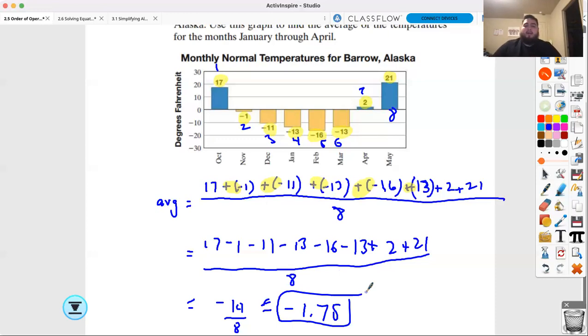Any questions on this example, guys, on how to find an average? Everyone understands why we subtracted these numbers, right? Because what kind of numbers were they in the data? Negative. So it was plus -1 plus -11. When we add a negative, we end up subtracting, and that's why we have a negative average. So this is the average degrees for this city, for Alaska. All right. Does anyone have any questions so far for average?